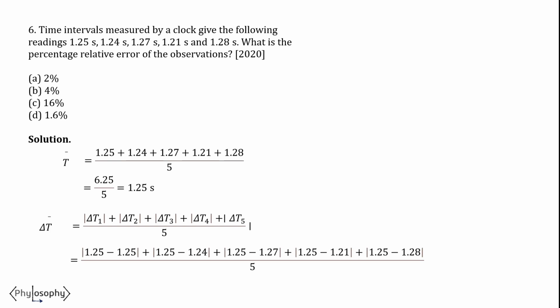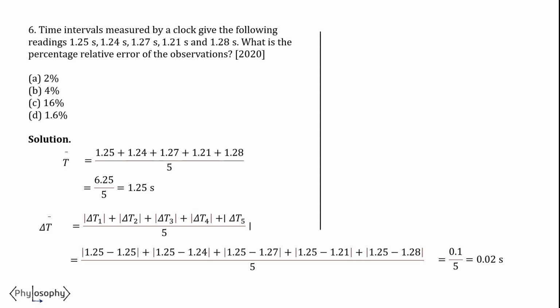So here 1.25 is the mean time interval and the other values are the observed time intervals. And for the rest of the quantities, delta t3, delta t4 and delta t5, you can write similar things. And this gives 0.02 seconds. That is, the mean absolute error is 0.02 seconds.